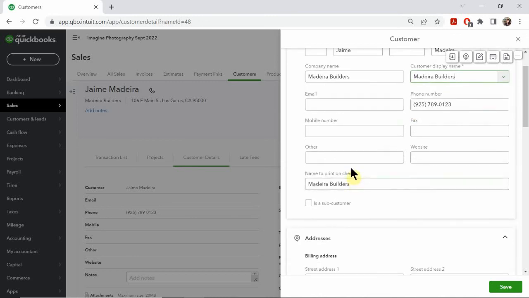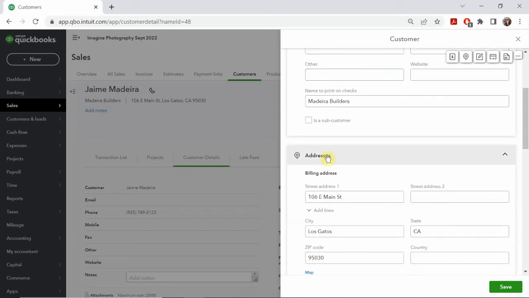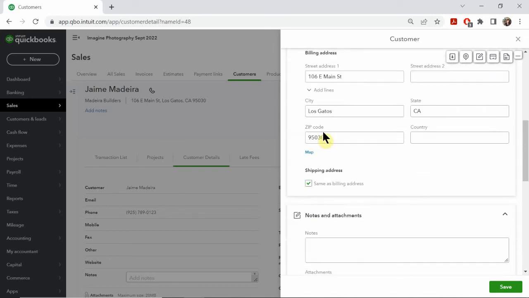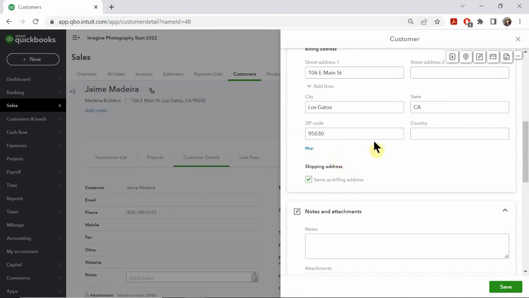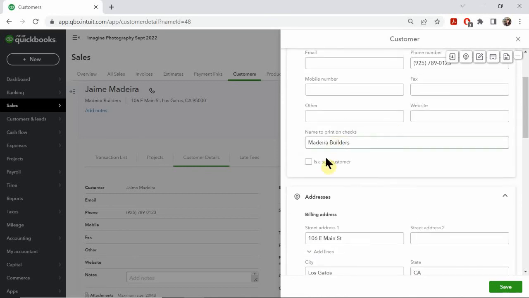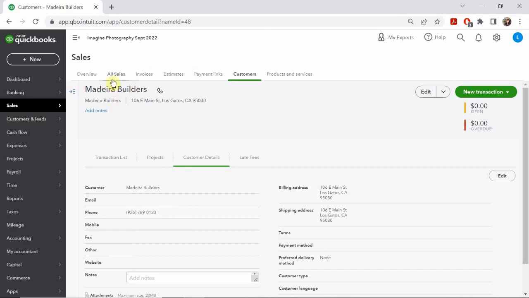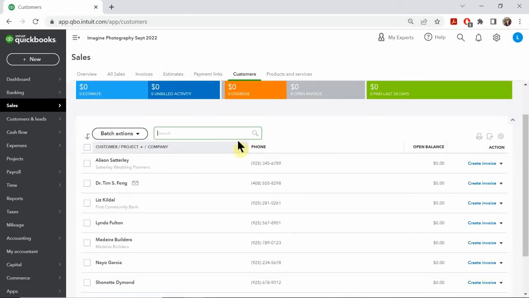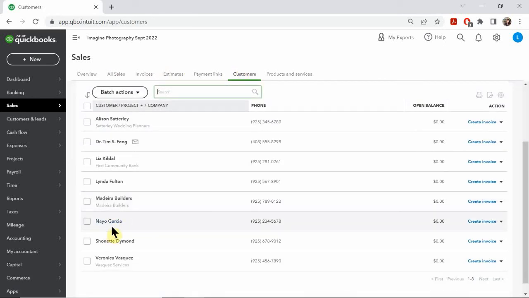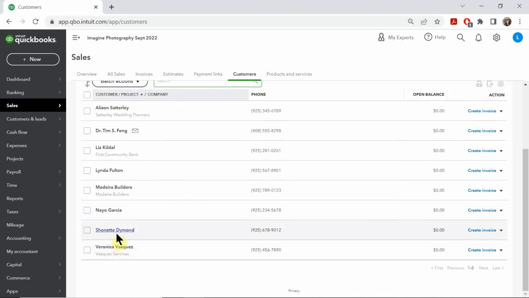And then, of course, we're going to add Madeira Builders as part of the address name. So here, address, right? And in this case, make it billable too. So name to be printed on check is going to be Madeira Builders, right? There you go. Perfect. Okay. And save. And we're also going to do that to Satterley because Satterley is a wedding planner. They want to put their company name first, so it's much easier to locate. So again, you're going to go to the customers section here. We're going to look up Allison Satterley.